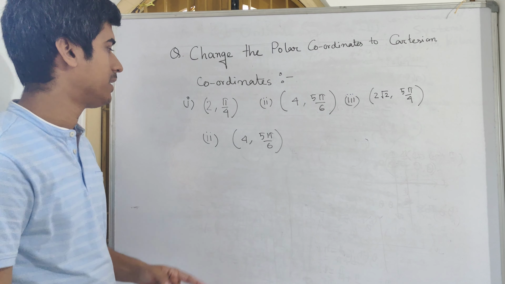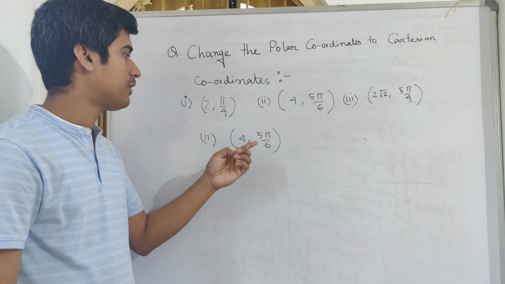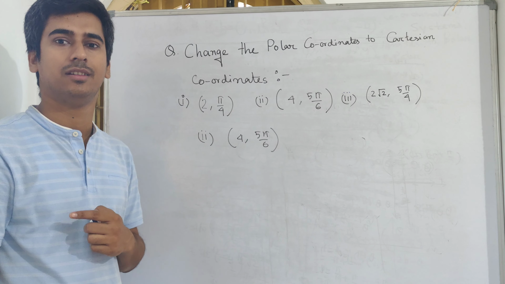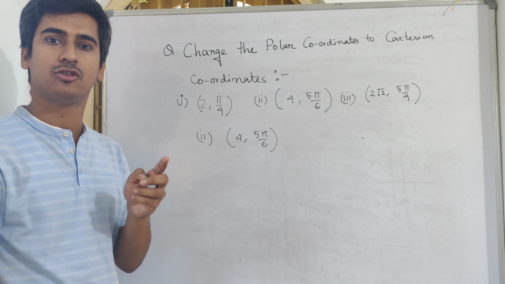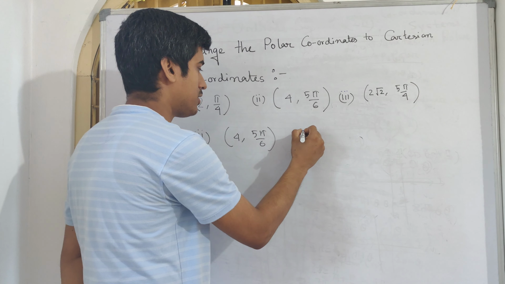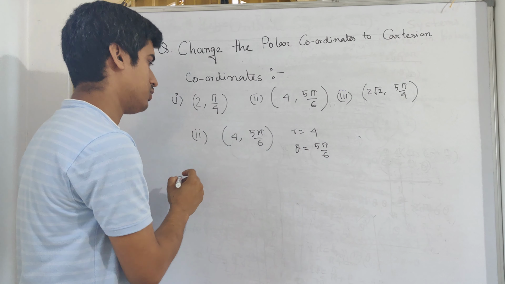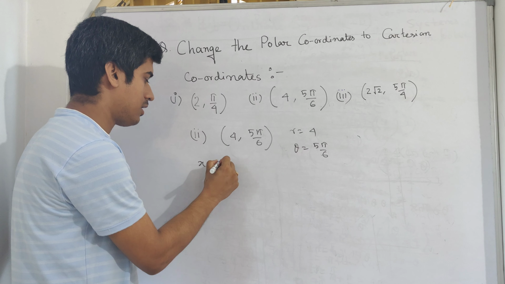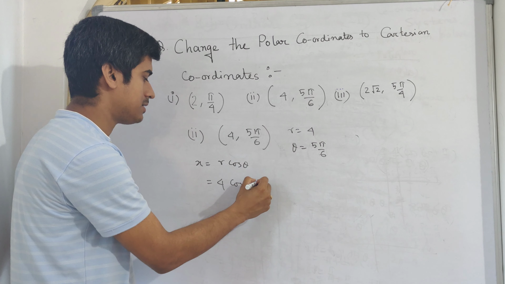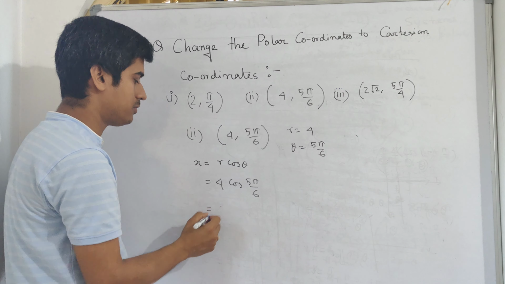Now the second one. Here the given point is (4, 5 pi by 6). The angle 5 pi by 6, that is equal to 150 degrees, is in the second quadrant. So the point will also be in the second quadrant. Now here r equals 4 and theta equals 5 pi by 6. So x equals r cos theta, that is 4 cos 5 pi by 6. Now we have to find the value of cos 5 pi by 6.